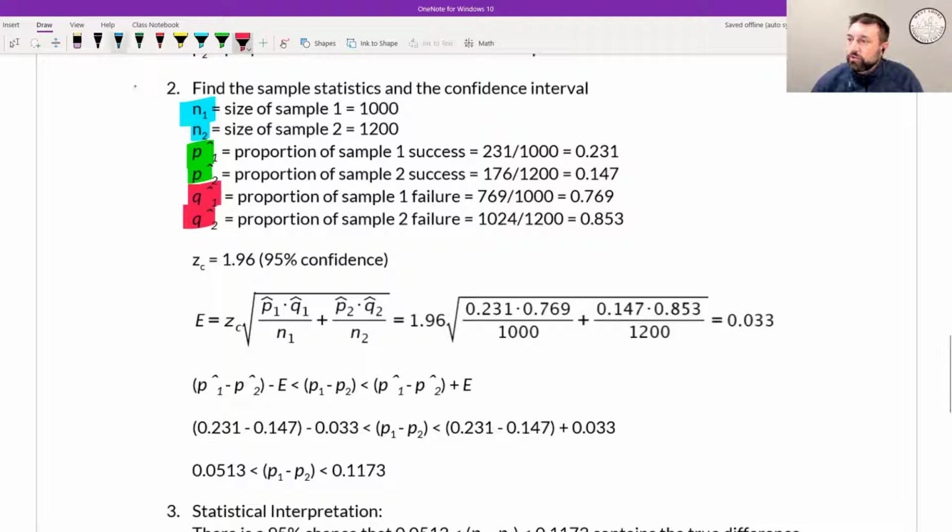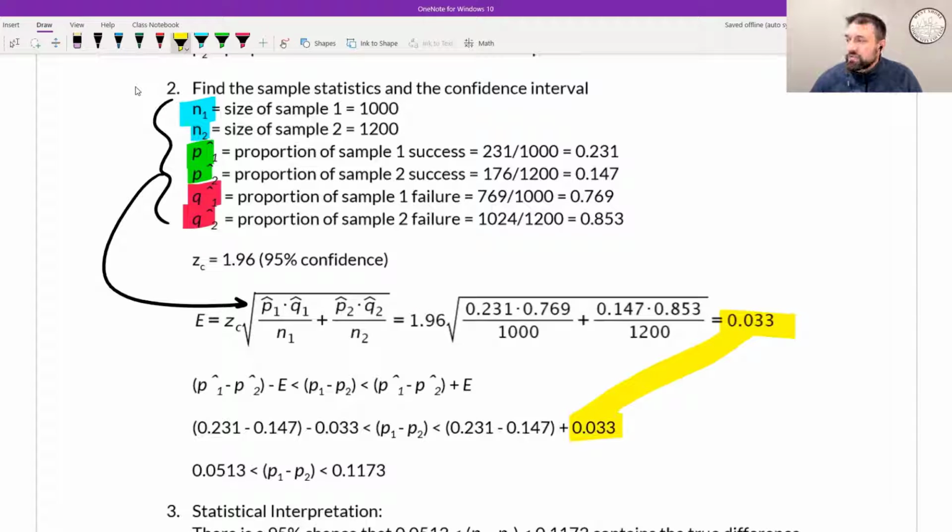We take those values and we plug them into the equation that we just talked about. The spreadsheet will do this for you. And we calculate our margin of error. We take that margin of error, we add it to the difference of the p hats. You take the p hat from the first and the p hat from the second, you subtract them, and then you add the margin of error to that. That'll give you your upper bound. You subtract the margin of error, and that will give you your lower bound.